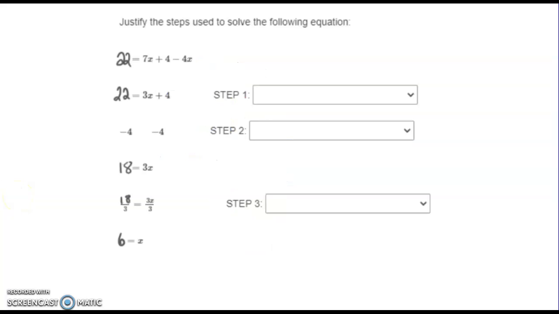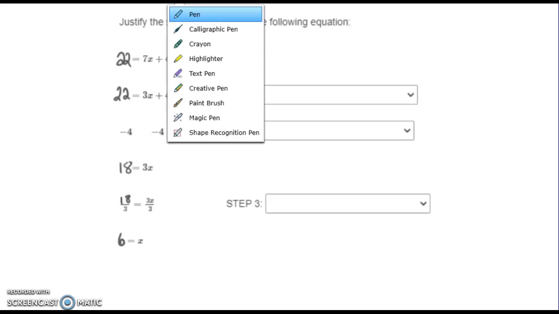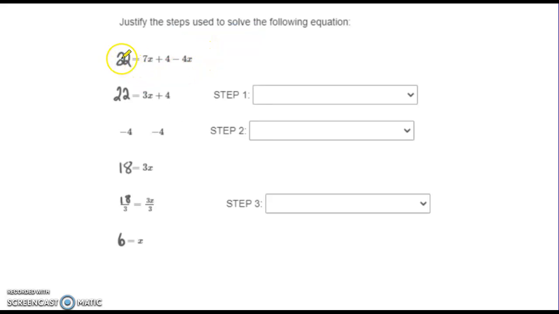Okay, let's look at the last one for this. Justify each step used to solve the following equation. So here's what they started with. 22 equals 7x plus 4 minus 4x. And then on the next step, they got 22 equals 3x plus 4. So let's kind of look and ask ourselves what changed. The 22 didn't change. The plus 4 didn't change.